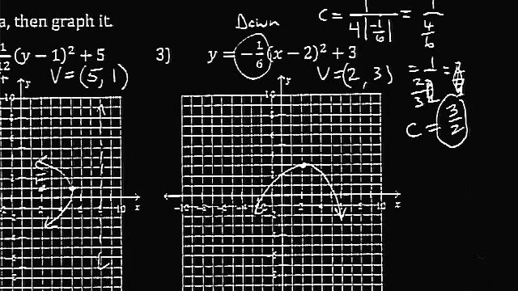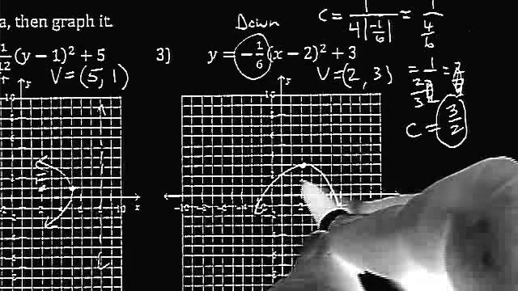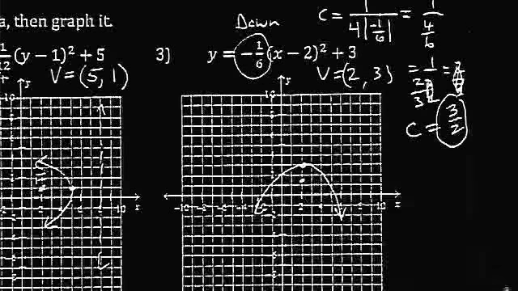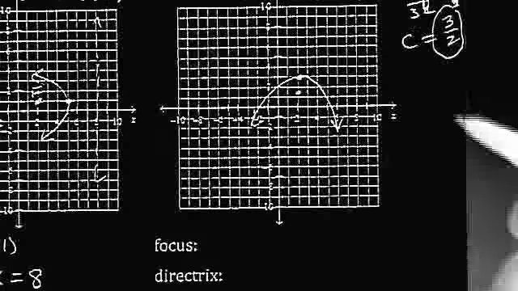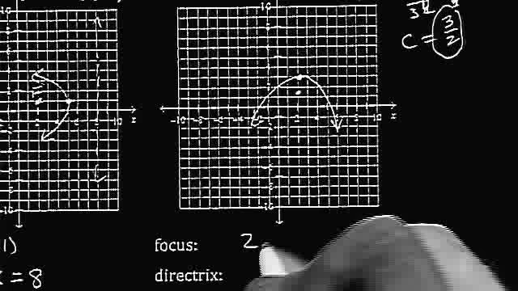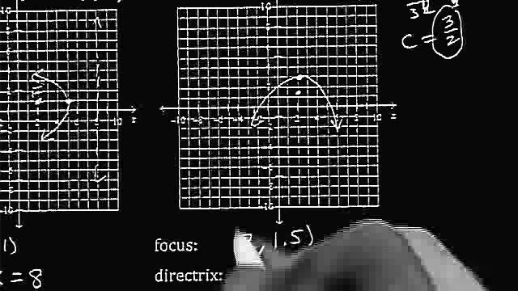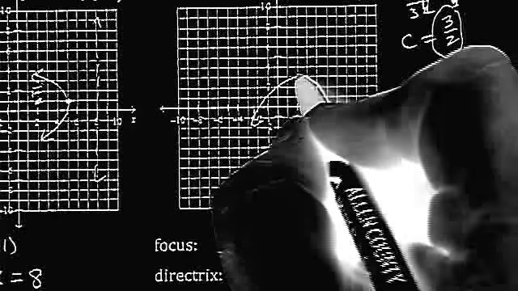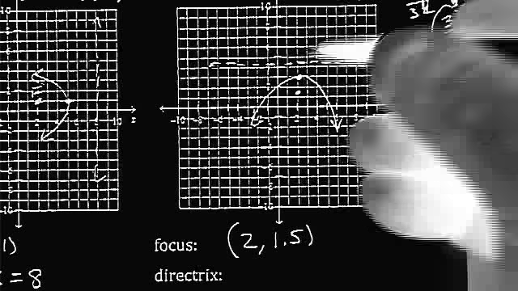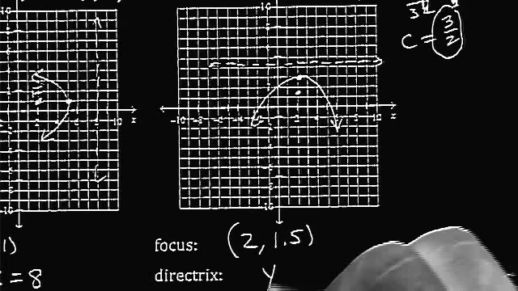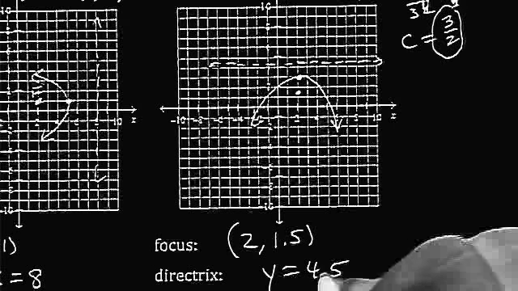So let's see here. That would be down 1.5 to find my focus. So if I'm coming down 1.5 from 2, 3, that would be 2, 1.5. And then if I go up 1.5 to find the directrix, from 3, go up 1.5, that would be y equals 4.5.